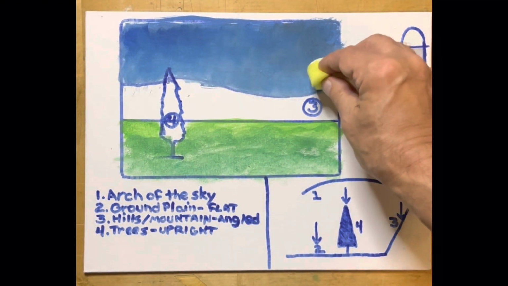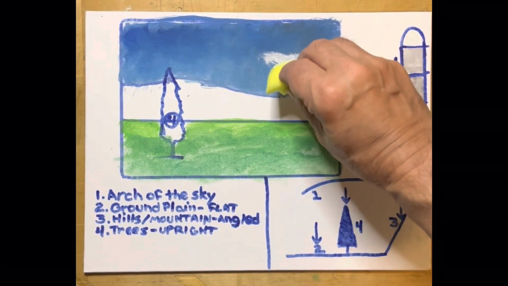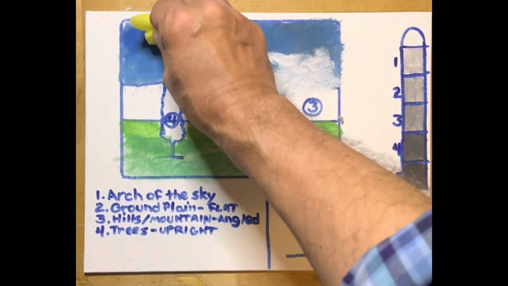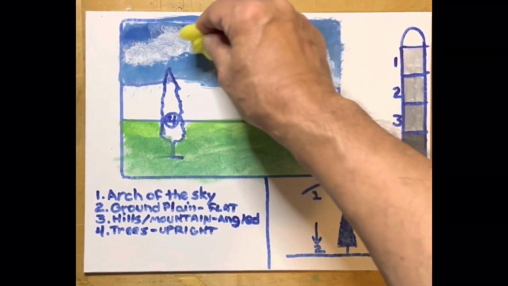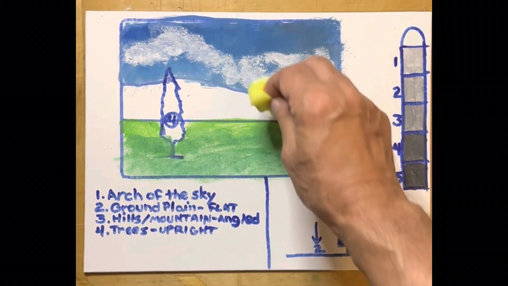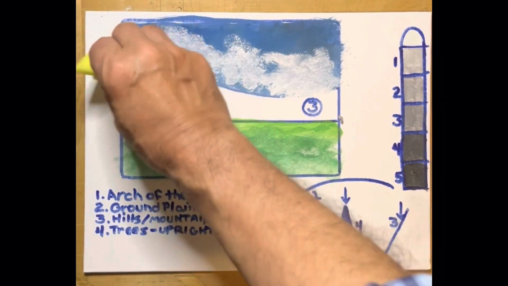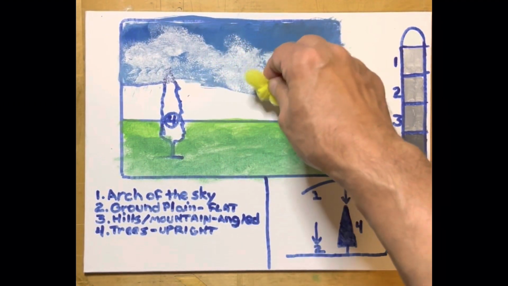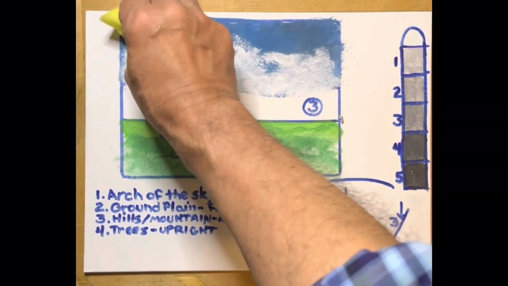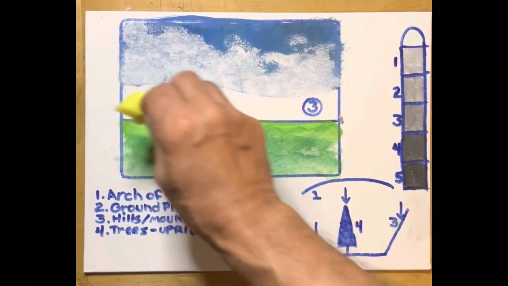Okay, now let's just go up here in the sky and just put some clouds in, okay? It's just a matter of just tapping with a sponge, just like this. It's one of the easiest ways I know to put clouds in a sky. Just tap with the sponge, like that, okay? And we'll bring these clouds right down here, so they're going to disappear behind this hill, which is pretty much what we want them to do. Okay, just like that.